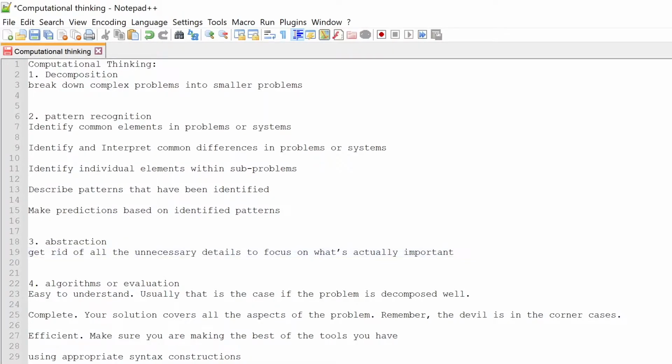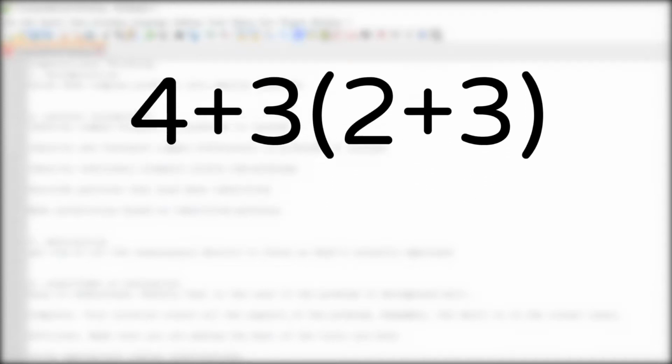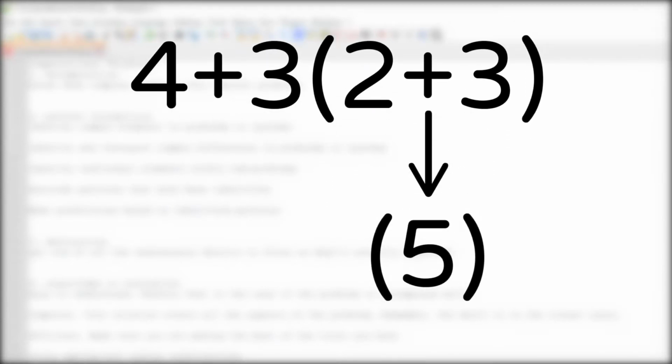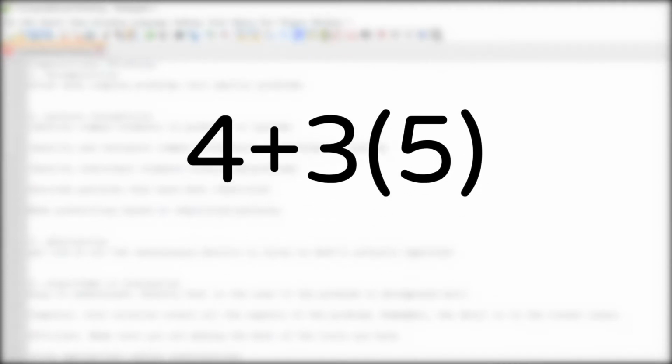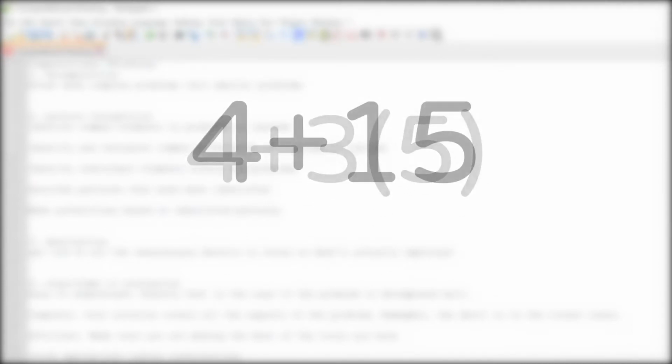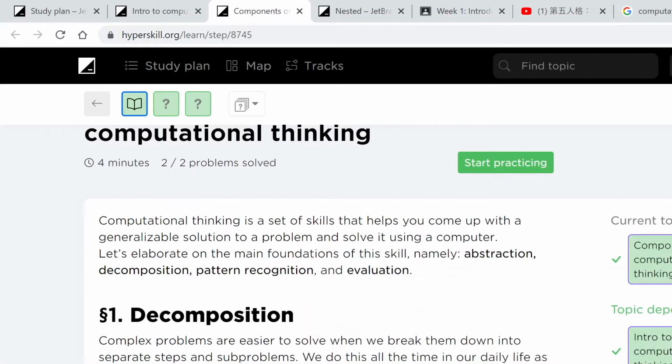Like a math question. Look at this equation below: 4 plus 3 bracket 2 plus 3 bracket. You wouldn't just immediately solve it. You would break it down into steps. First, you need to calculate the brackets. Now, after you've solved the brackets, you can add them all up. This is called decomposition.